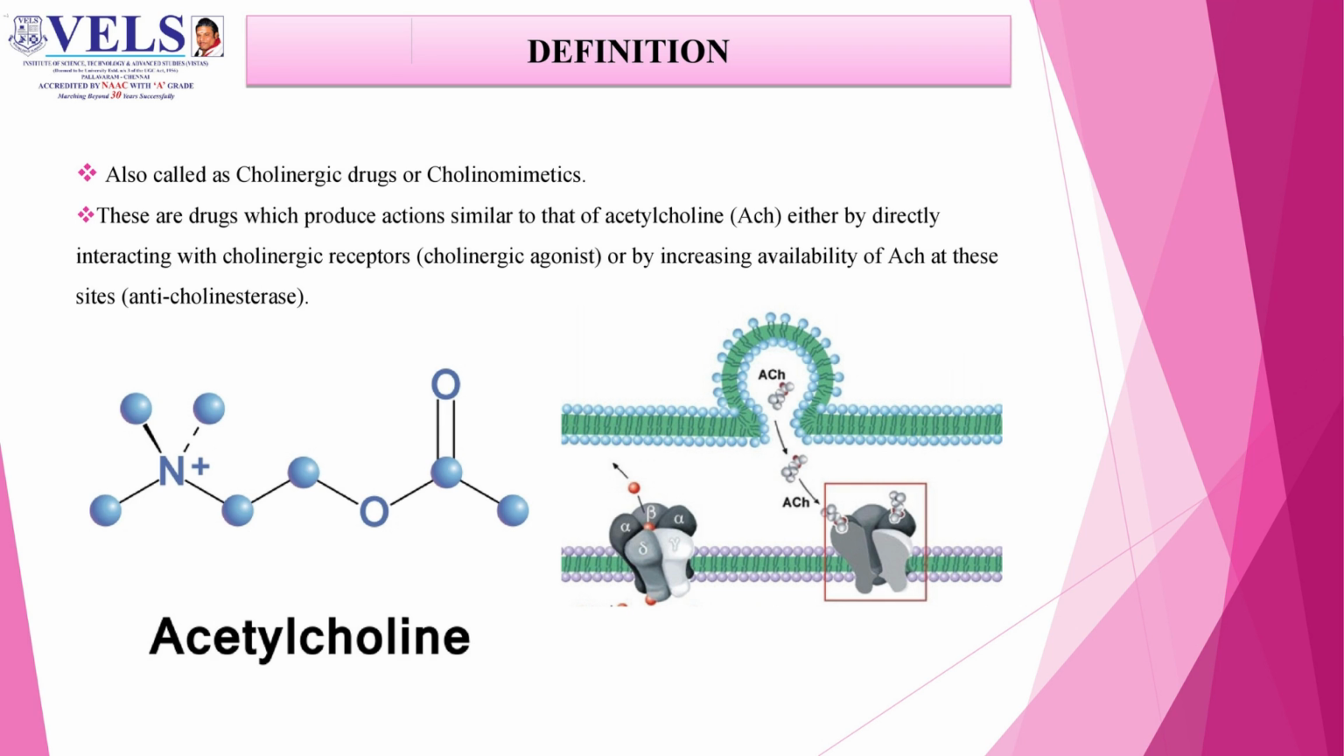Definition of the parasympathomimetic drugs. They are also called cholinergic drugs or cholinomimetics. These are drugs which produce actions similar to acetylcholine, either by directly interacting with the cholinergic receptors, that is muscarinic or nicotinic receptors, which is termed cholinergic agonist, or by increasing the availability of acetylcholine at these sites by inhibiting the enzyme cholinesterase, that is anticholinesterase.